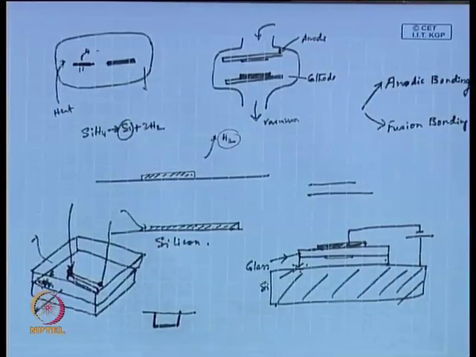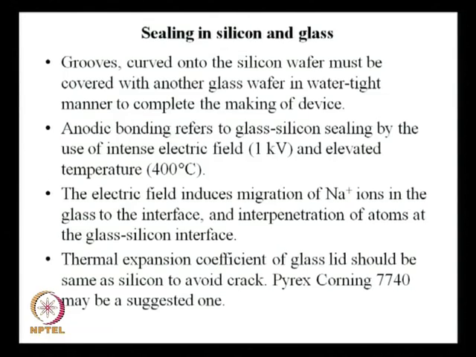That is what we are talking about here. Anodic bonding refers to glass silicon sealing by use of intense electric field, 1 kilovolt, and elevated temperature of 400 degree centigrade. So, not only are you applying a voltage, you are applying heat as well. The value is 400 degree centigrade. The electric field induces migration of sodium ions, Na plus, in the glass to the interface and interpenetration of atoms at the glass silicon interface.